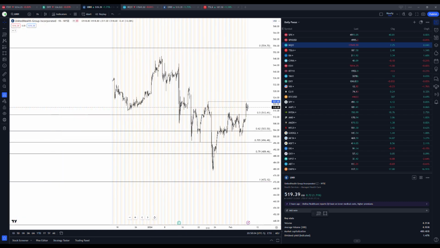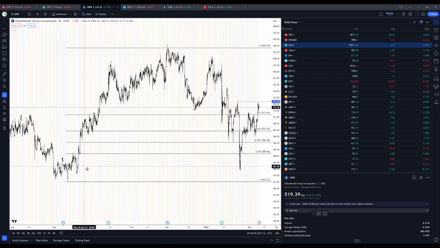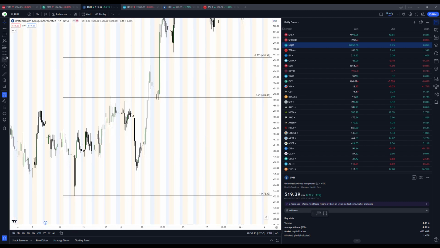Okay, great. And let's see, was there an hourly imbalance to justify that right there? There's multiple. And an order block right there.